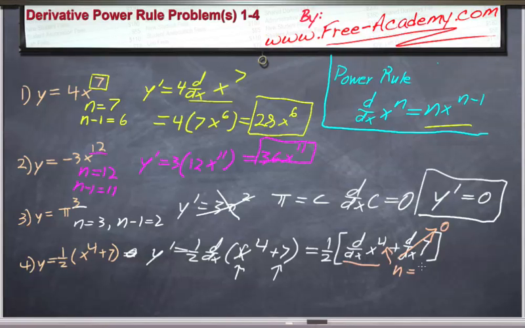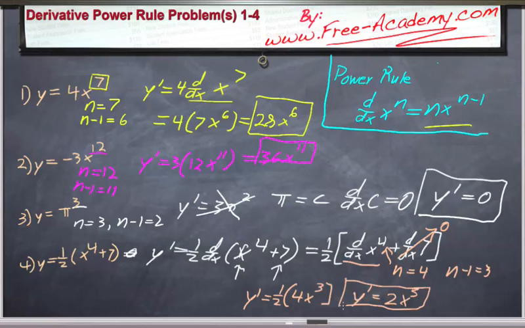So we find that n is equal to 4, n minus 1 is equal to 3. So y prime is equal to 1/2 up front, multiplied by n x to the n minus 1. Y prime, in this case, equals 2x to the 3rd once we distribute everything through.